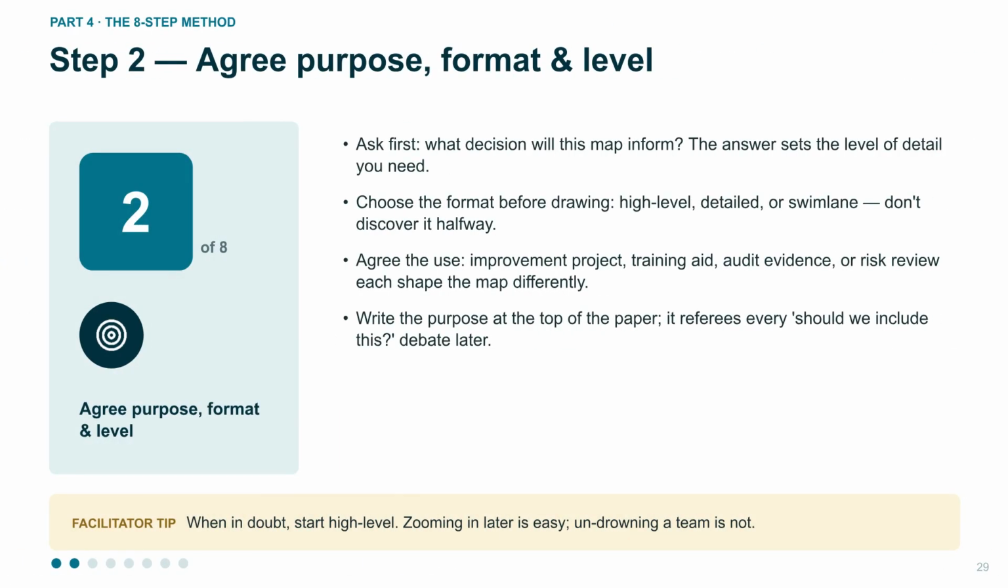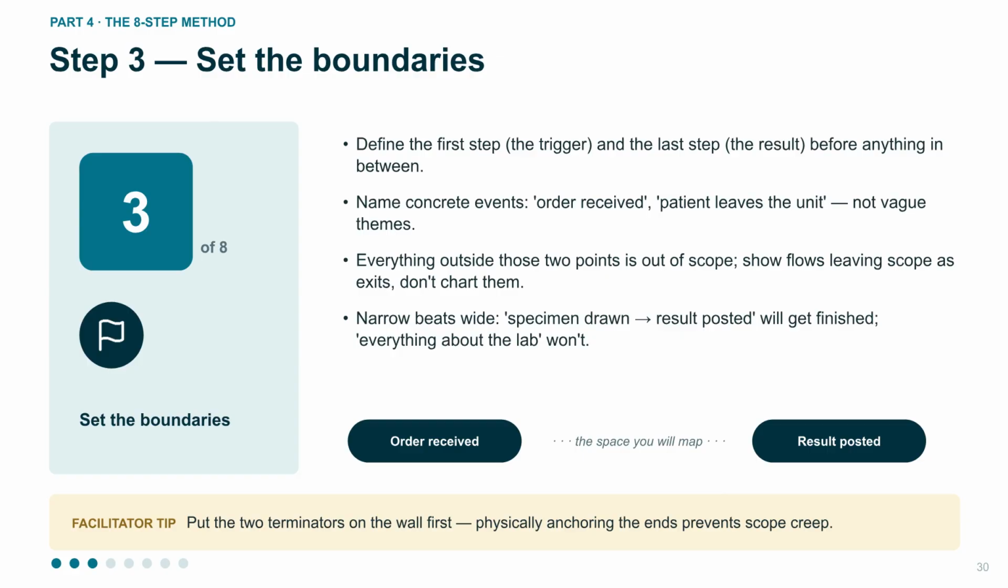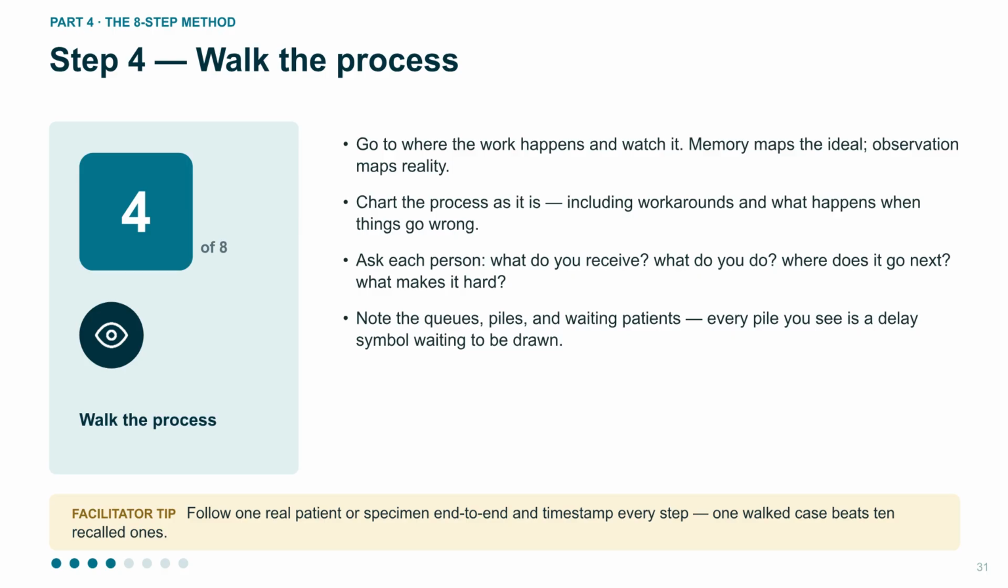Step 2 is agreeing on purpose, format, and level. Determine what decisions the map will support before you begin. Starting with a high-level view is often best to keep the team focused. Step 3 is setting the boundaries. Define the exact trigger event and the final outcome. By pinning these start and end points on the wall, you prevent scope creep and ensure the team stays on track.